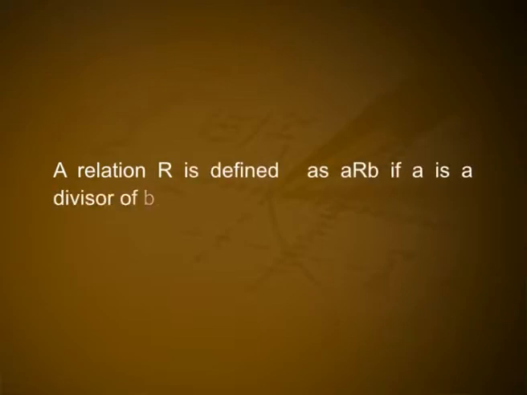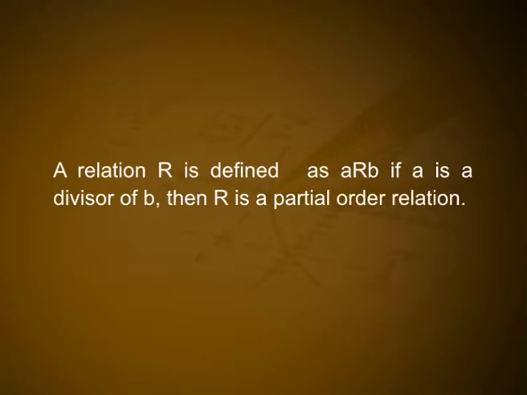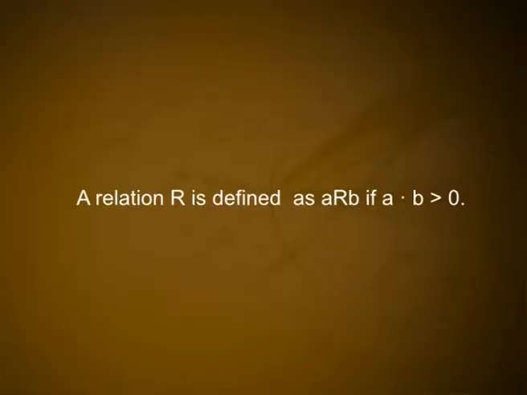Next, consider the set of positive integers. A relation R is defined as a related to b if a is a divisor of b. Then R is a partial order relation. Next, consider the set of real numbers. A relation R is defined as a related to b if a times b is greater than 0. Then R is symmetric and transitive. It fails to be reflexive since 0 related to 0 is not true.